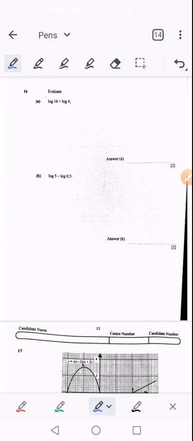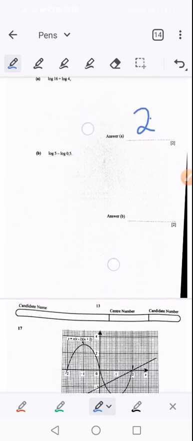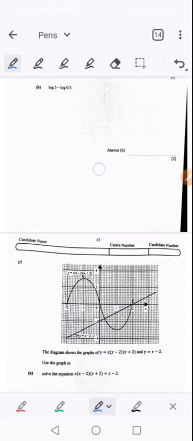Right, so the answer to this one is 2. Then, when it comes to this one, log 5 minus log 1.